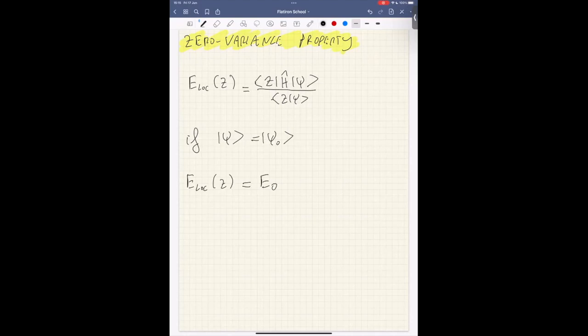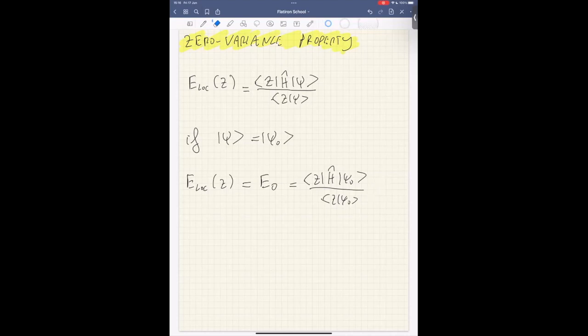energy. You see this because, maybe let me just write it explicitly, I have Z H psi 0 divided by Z psi 0. Psi 0 now is an eigenstate of H, so I can just pull H through psi 0, and then I will get out E0 times psi 0. So at the end I just get E0. I hope that this is clear.